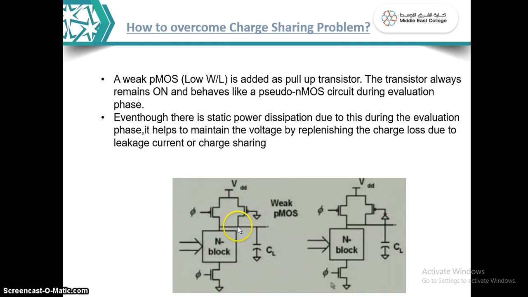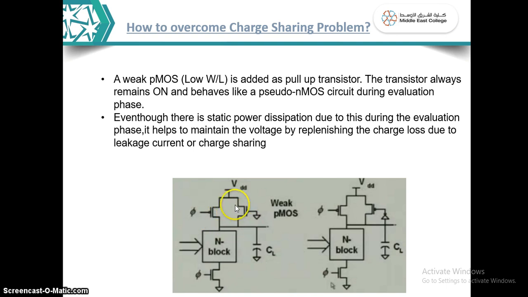So now in the pre-charge phase, your output is charged to VDD, isn't it? And even though there is a charge sharing problem or charge leakage problem, since this transistor is always on, it will not allow your output to drop from VDD. So that is the advantage of adding a weak PMOS which is always on, in parallel to this output, this circuit.